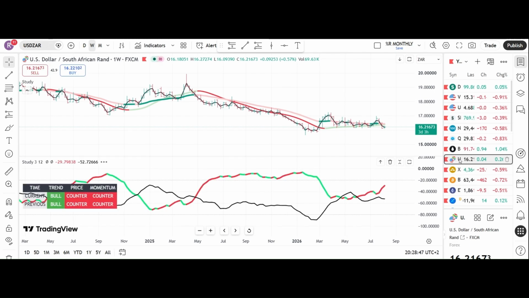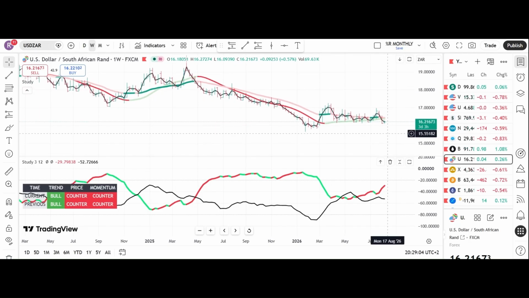The US dollar versus the South African rand, and the picture is similar here, still a bull with counter trend in price and momentum. So the rand is becoming stronger against the dollar with this counter trend, quite a strong counter trend, as we can see here, as the dollar goes into negative territory over against the rand, and we're sitting now at 16.21 rand for a dollar.